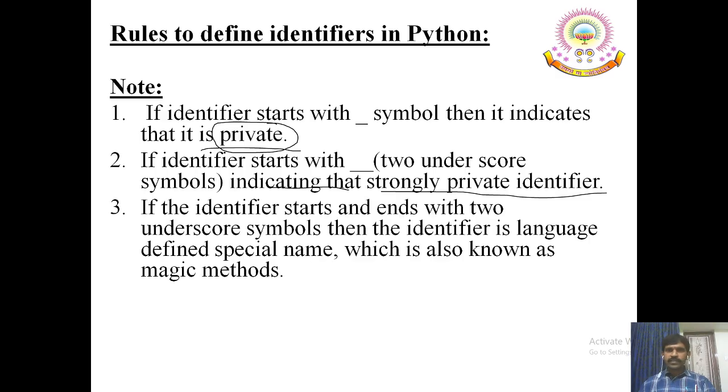If the identifier starts with and ends with two underscore symbols, then the identifier is a language defined special name, which is also known as a magic method. Magic methods. Then see this, add. This method is exclusively used for adding matrices.